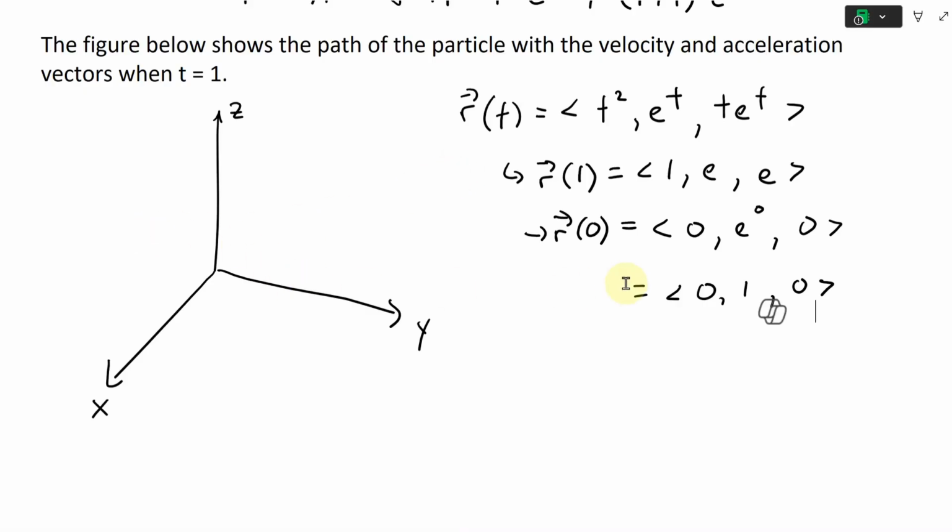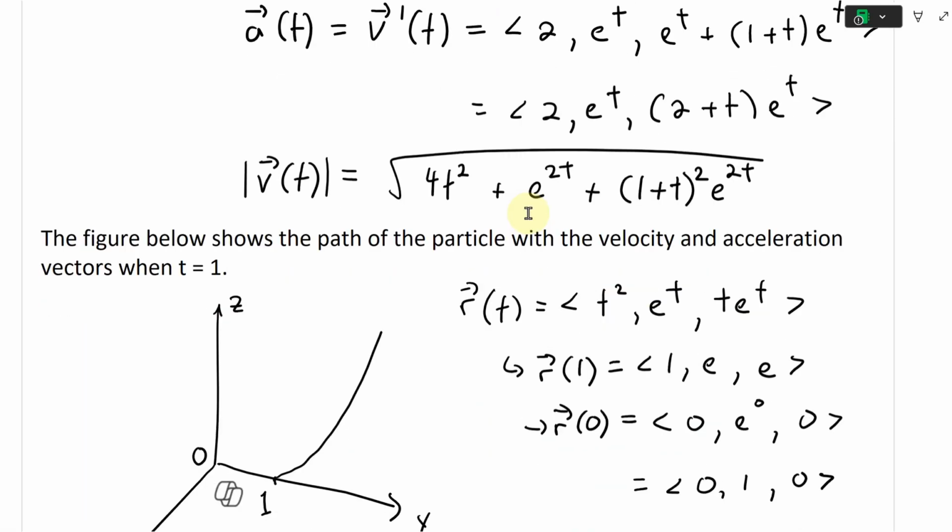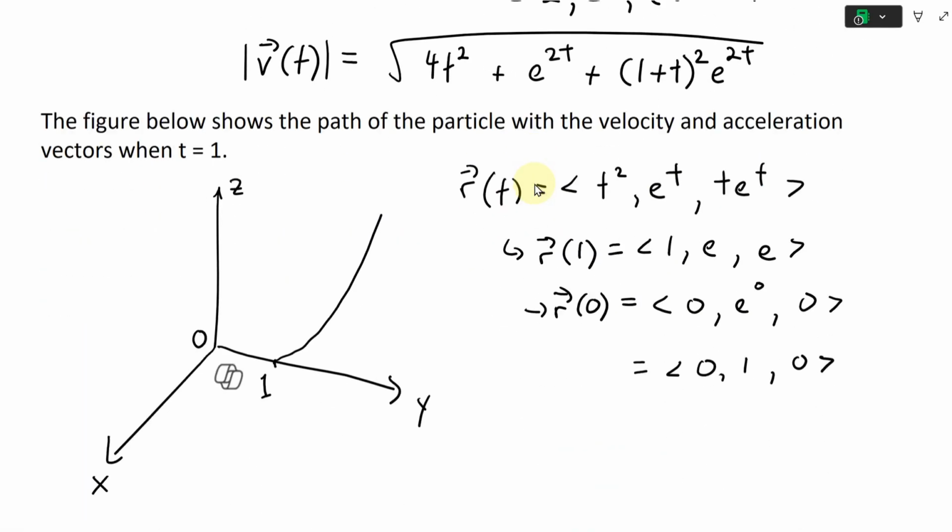I'm just going to graph only the positive values of t. So we're going to put in this part right here. This is the origin there, 0 there, and we're going to go to 1 on the y-axis and 0 on the z-axis, and then afterwards it's all positive. This is just going to be t squared, e to the t, then t, e to the t, so it's all going to be positive, basically increasing. It's going to be something like that, and so on. Now because it wants it at the point t equals 1, let's take a look at that.